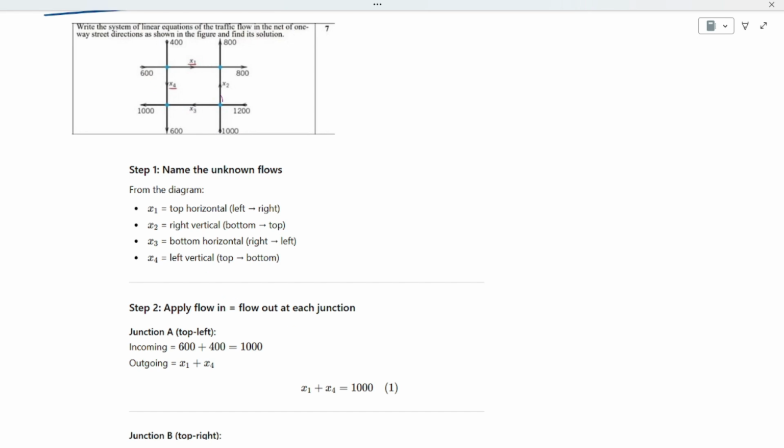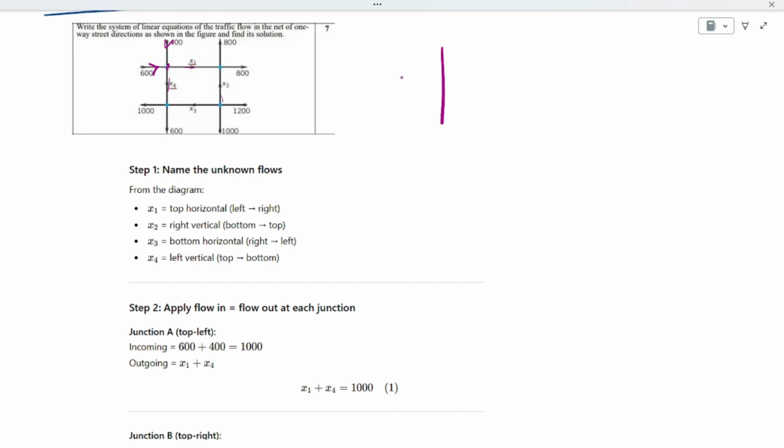At junction A, that is the top left. Top left is what here? This is the top left: 600 and 400, which gives you 1000. 600 plus 400, that is incoming. Okay, we are seeing the incoming nodes. Outgoing is what? X1 and X4.